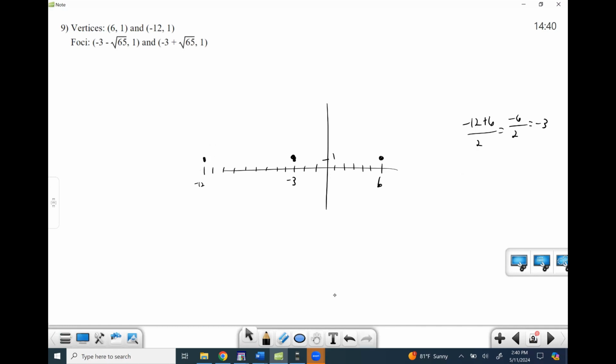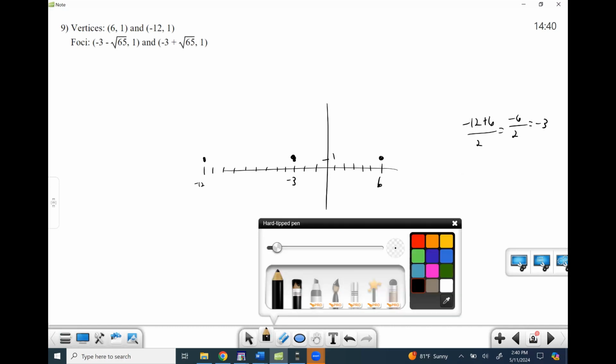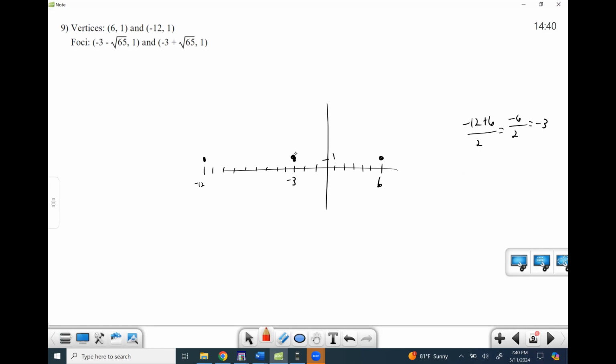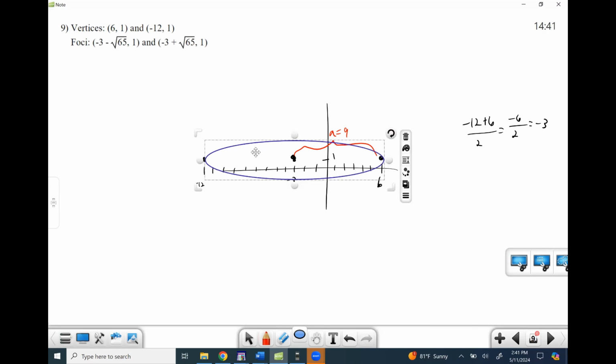Okay. All right. So let's see what we know, you guys. I'm trying to put this together. We know that the distance from the center out to a vertex is the letter A. And how far is negative 3 from 6? Well, it's 3 spaces plus 6 more. So it's 9 spaces. By the way, let me draw the pretend ellipse here, right? Okay. So we know A is 9, or A squared is 81. We also know the center, huh? So our center is at negative 3, comma 1.